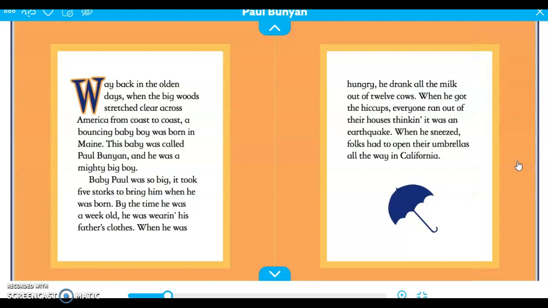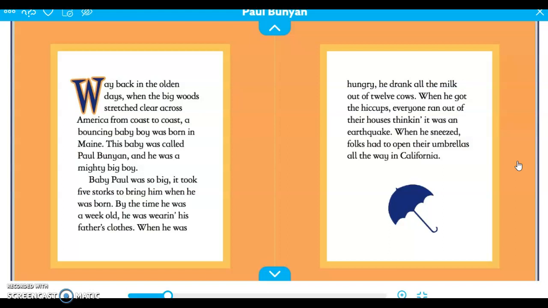Way back in the olden days, when big woods stretched clear across America from coast to coast, a bouncing baby boy was born in Maine. This baby was called Paul Bunyan, and he was a mighty big boy. Baby Paul was so big, it took 5 storks to bring him when he was born. By the time he was a week old, he was wearing his father's clothes. When he was hungry, he drank all the milk out of 12 cows. When he got the hiccups, everyone ran out of their houses thinking it was an earthquake. When he sneezed, folks had to open their umbrellas all the way in California.